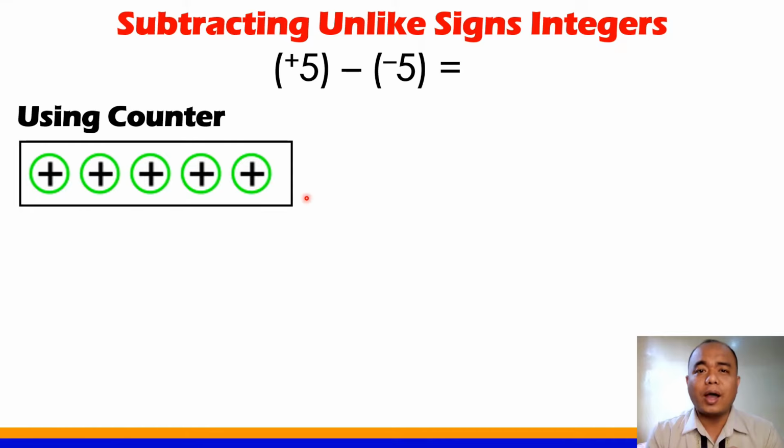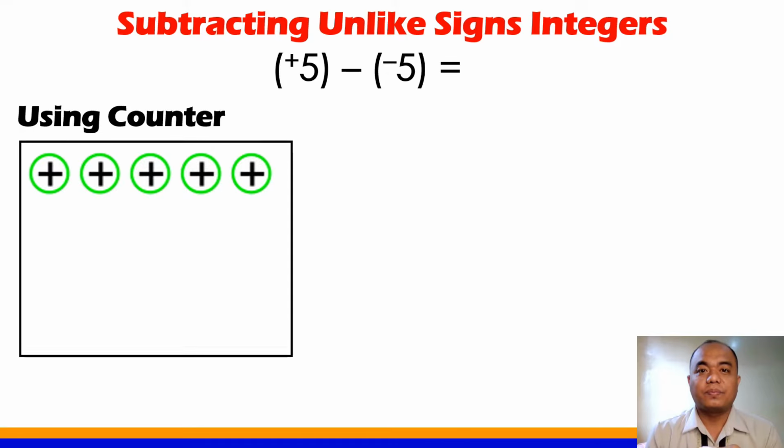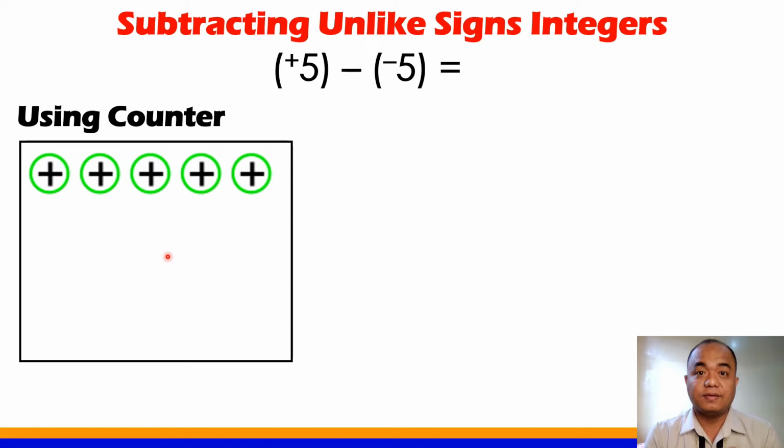So, paano natin makukuha yung negative 5 na counters dito? Anong gagawin nga natin? Now, what should we add in our positive 5 here to maintain its value na positive 5? Ano kaya yung ating ilalagay sa loob, class, na hindi mag-iiba yung value ng ating positive 5 dito? Yes, very good. Pwede tayong maglagay dito, class, ng 0. Diba? 5 plus 0 is still equal to 5, diba? So, pwede tayong maglagay ng 0 sa loob.